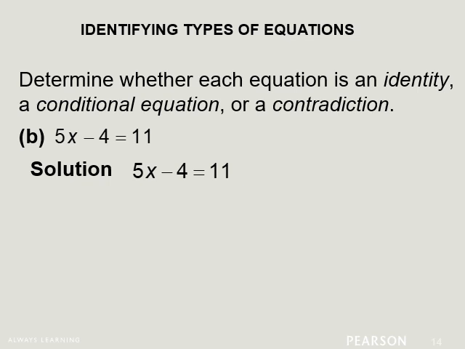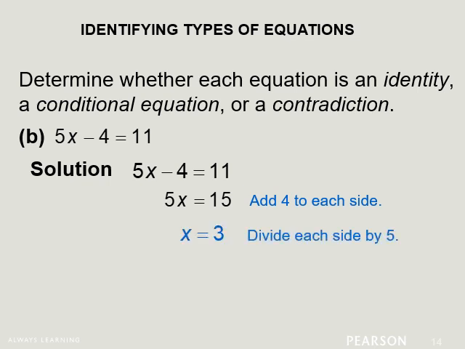Pardon me again. Let's take this equation. 5x minus 4 equals 11. Okay. Add 4 to both sides. Gives me 5x equals 15. Divide by 5 on both sides. X equals 3. One and only one answer. That's called a conditional. Useful. This is what we're after.